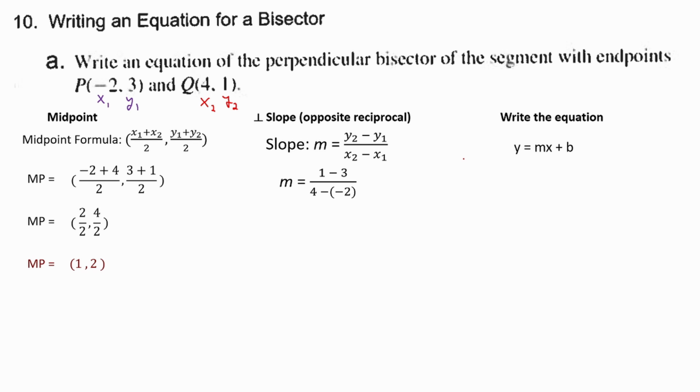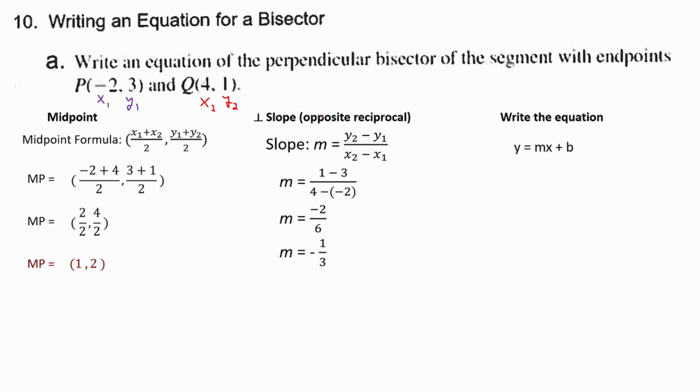So I have 1 minus 3 in the numerator for y2 minus y1, and 4 minus negative 2 for x2 minus x1. Simplify a little bit and I get negative 2 over 6, and then simplify a little bit further and I get negative 1 over 3. Now this is the slope of the line PQ, or the segment PQ. It's not the slope of the bisector yet, because I need the perpendicular bisector to be perpendicular.